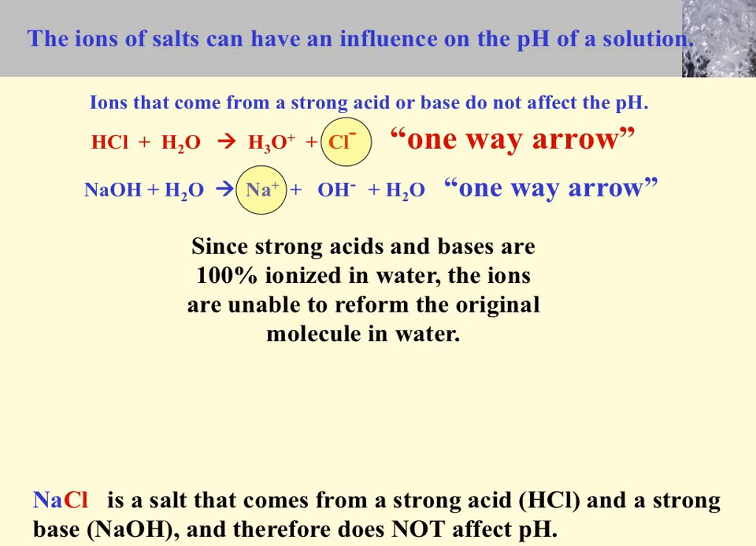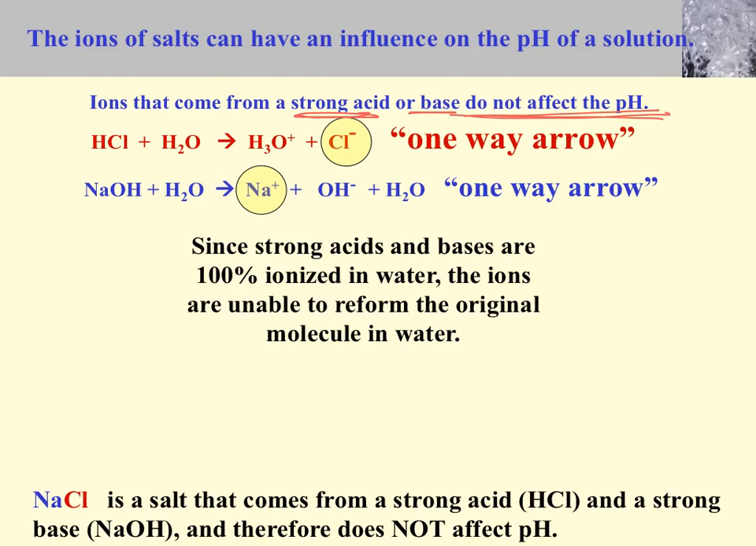So here comes the kind of tricky part. Which ions make a solution acidic or basic, and which ones don't, and why? So first I'm going to give you the conclusion, and then I'm going to explain why, so hopefully it makes some sense to you. An ion that comes from a strong acid or a strong base does not affect the pH. That's really, really important to remember.